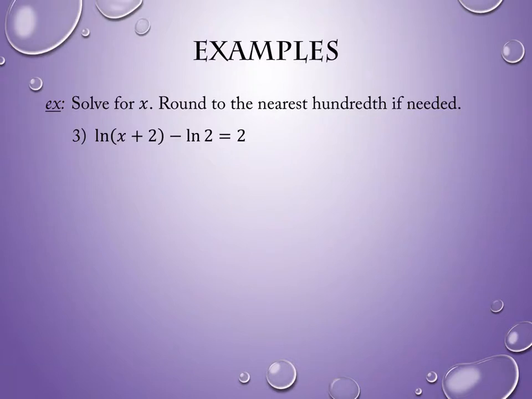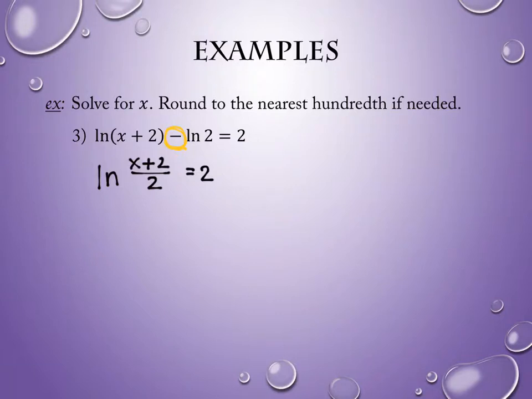I can use the combining rules from the last section. Good job, guys. So, how would I combine these 2 logs because there is a subtraction sign here between them? I would divide. Now make sure you're dividing the inside of the logs, not dividing logs. So the inside of my 2 logs are x plus 2 and 2. And then this will equal a 2 when I'm done.